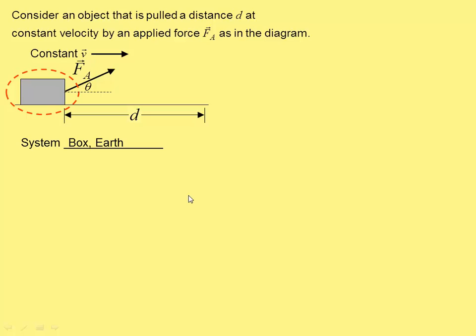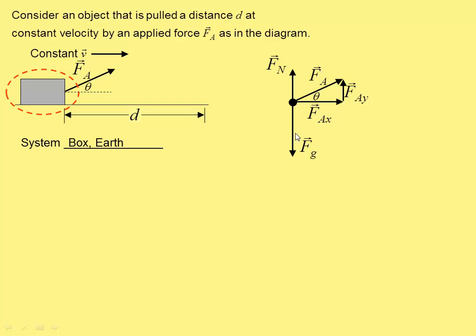The system would, of course, still be the box and the earth. It still won't be an isolated force, but before we do that, let's draw the force diagram just quickly here of the box. There's the box. What forces act? Well, we've got this applied force acting at an angle theta. Since the axes here are horizontal and vertical, we need to know how much of that applied force is horizontal. There's F of AX. And how much is vertical. There's F of AY. The ground is also supporting the box, which would be an upward normal force. And the earth is pulling down on the box, which would be a force of gravity.